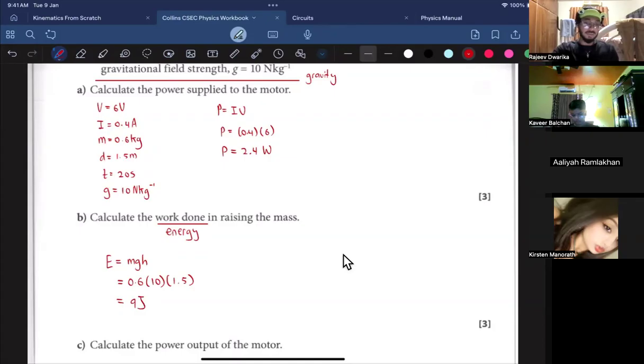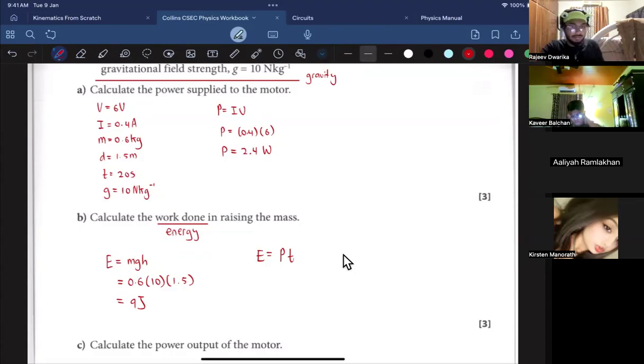Right? So 9 joules. Okay, cool. That's the answer. Aaliyah, you said you wanted to use E is equal to PT? Yeah, you did say that at the start, remember? E is equal to PT. Now let me explain what's the problem with this. If you do this, you're gonna figure out how much energy the motor uses. You're not gonna figure out the raw energy it takes to raise the mass.